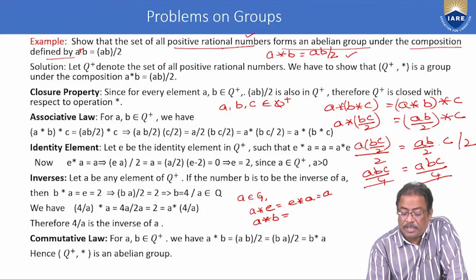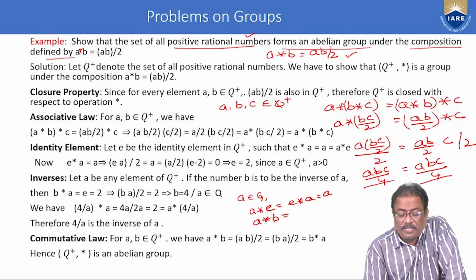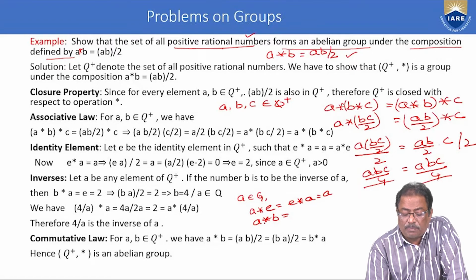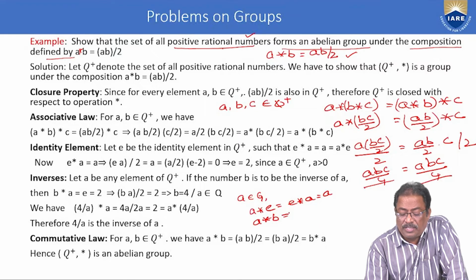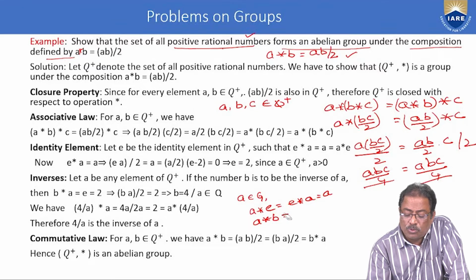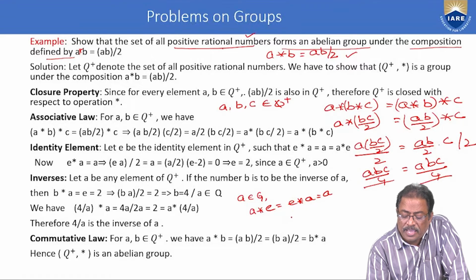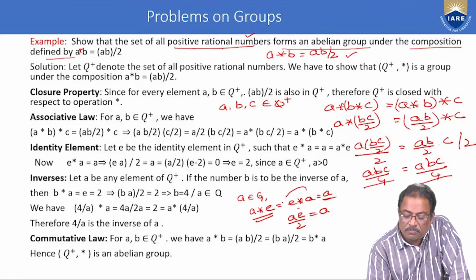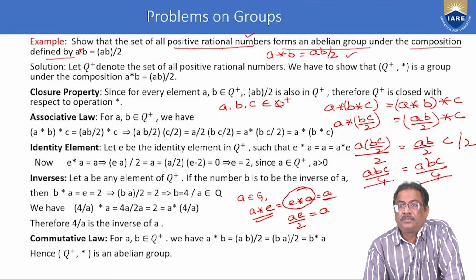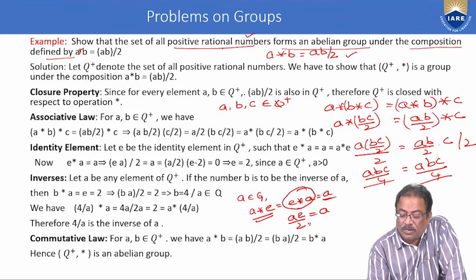So A star E is AB by 2, or else, I am just taking any one of these. If I am taking AE by 2 is equal to A, I am just taking this one and this one, not considering this. So AE by 2, so AE is 2A. So A gets cancelled, so E is equal to 2.